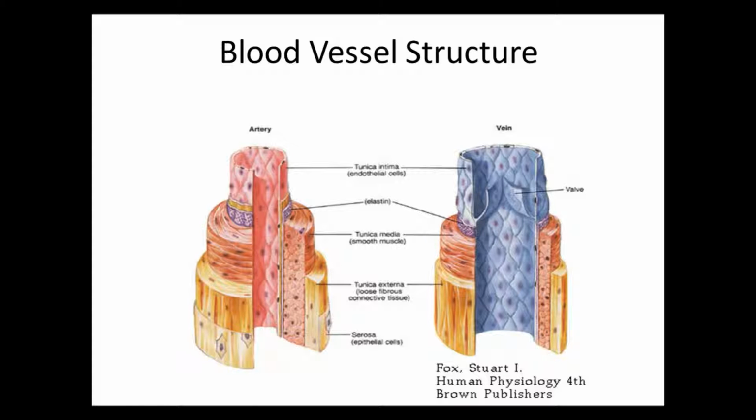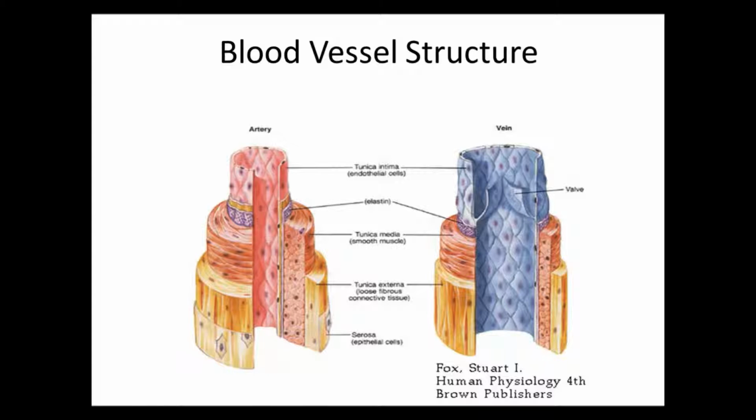While when the smooth muscle relaxes, the lumen expands. This is what we call vasodilation, and blood flow is increased. This vasoconstriction and vasodilation allows the body to regulate the distribution of blood and adjust to meet the metabolic demands of the body.